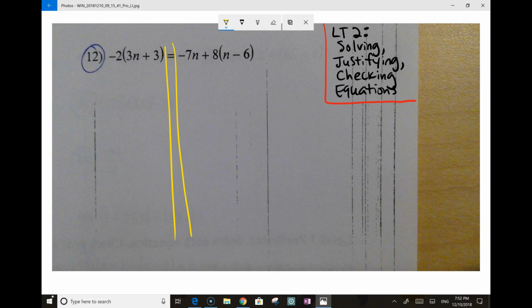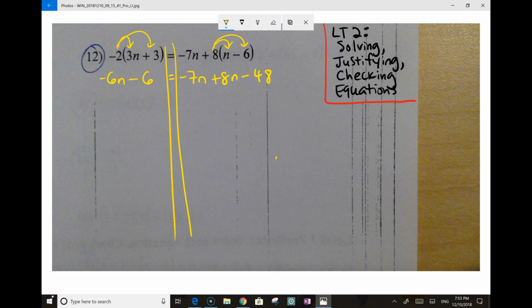So the first thing that you want to do is you want to distribute that -2 inside. So this becomes the following. You get -6n minus 6, and then you have -7n. This positive 8 distributes as well, and you get plus 8n minus 48.